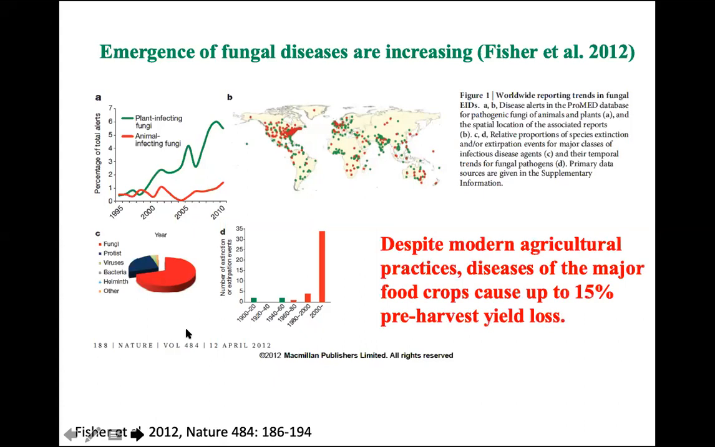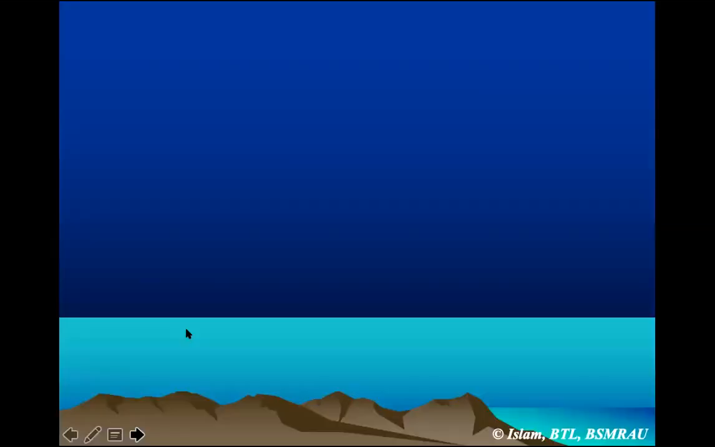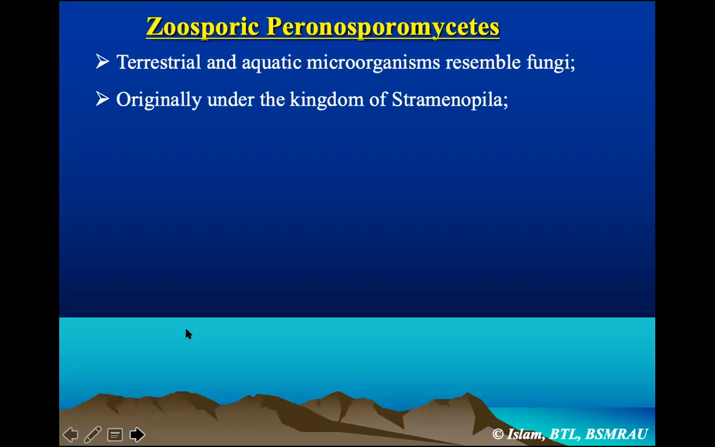And despite modern agricultural practices, that means pesticide or fungicide use against the disease, diseases of the major food crops cause up to 15% post-harvest yield loss. That means a huge amount of produced food is lost to disease. It is still a big problem.